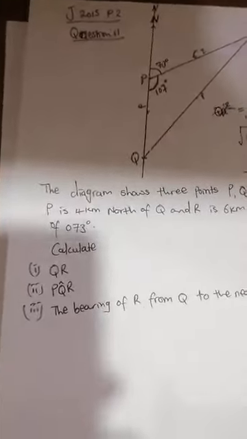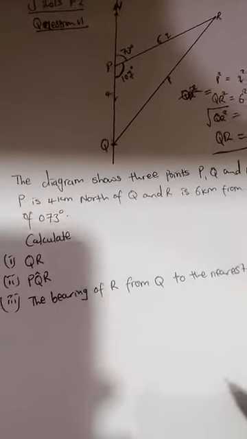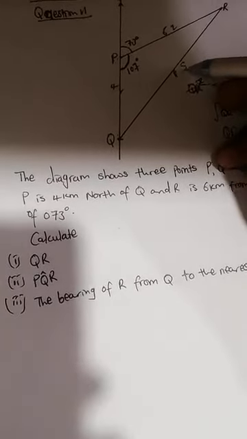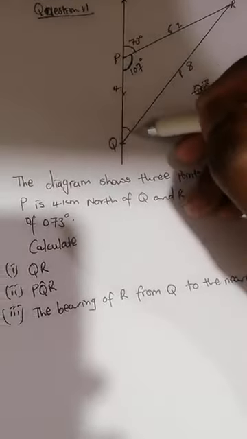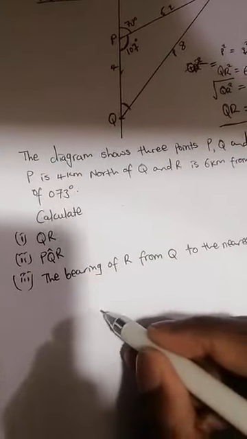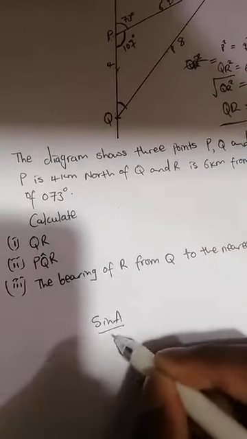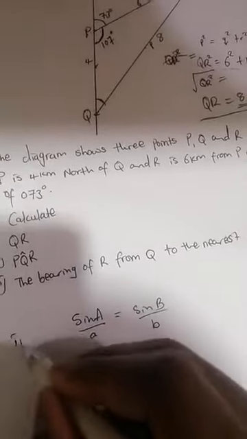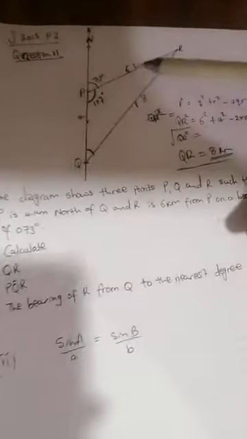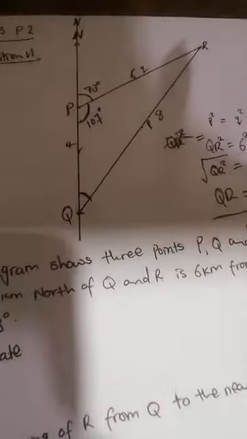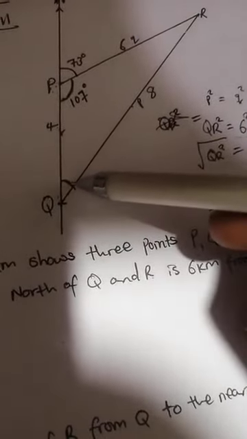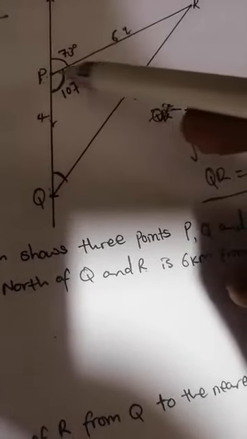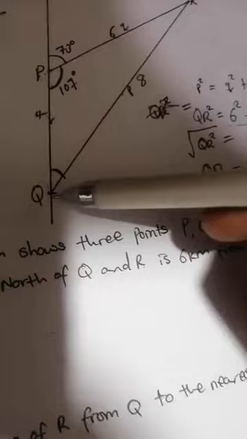Okay, after finding QR, now we want to find the angle PQR. So this side is 8 kilometers. We want to find this angle. So sine rule, sine A over a is equal to sine B over b. But we don't have A or B from here. So we can say sine Q over q is equal to sine this angle over QR.